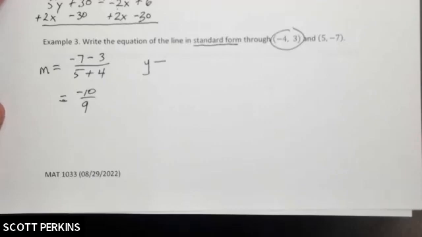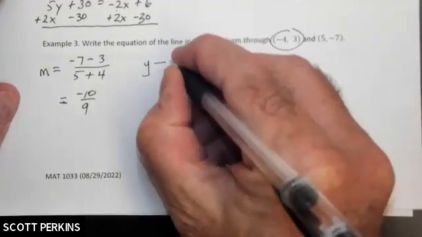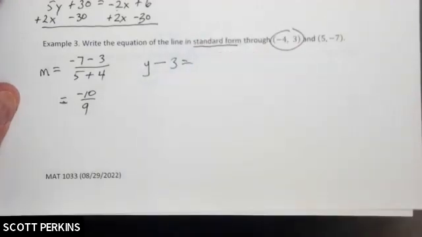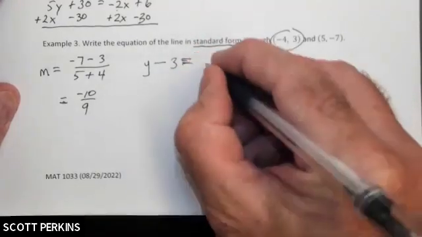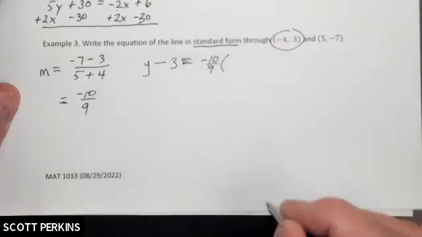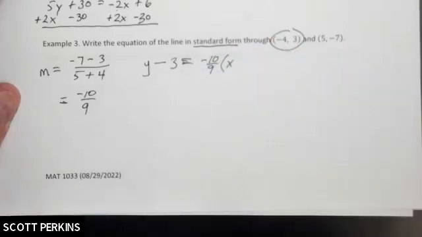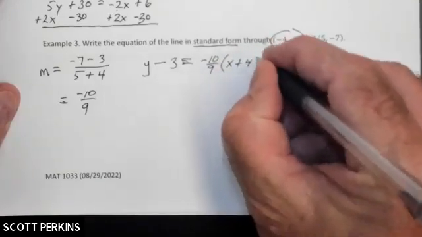Okay, it will be no different. So don't think that if you choose the wrong point here, you're going to get the problem wrong. You can't get the problem wrong unless you mess up the arithmetic. But it won't be because you picked a different point. So I've got y minus 3 is equal to negative 10 ninths x minus negative 4. So that's x plus 4.